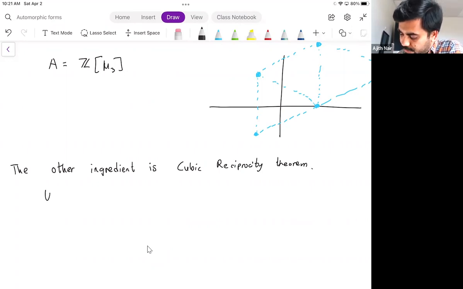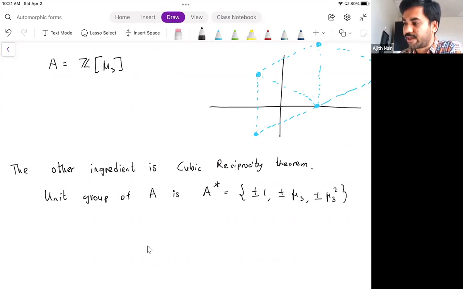So to describe that, we first look at the unit group of A. It is plus or minus 1, plus or minus mu3, plus or minus mu3 squared.